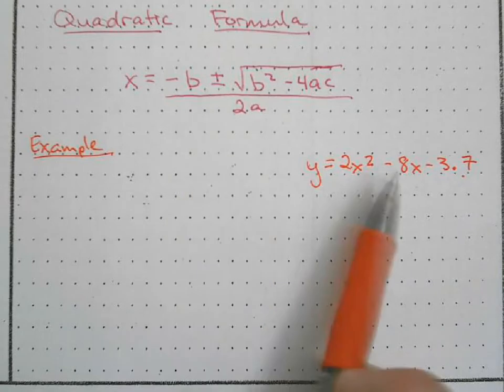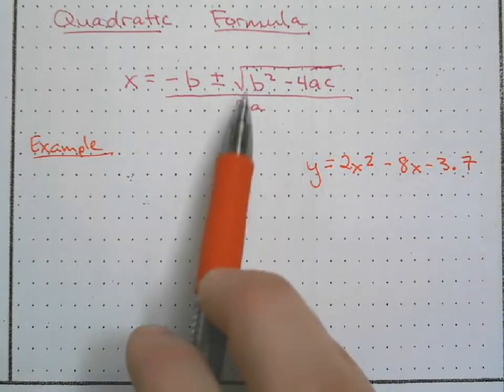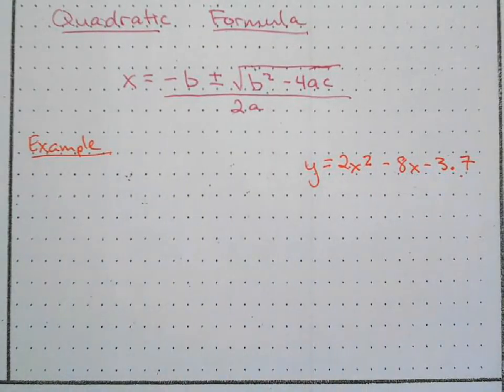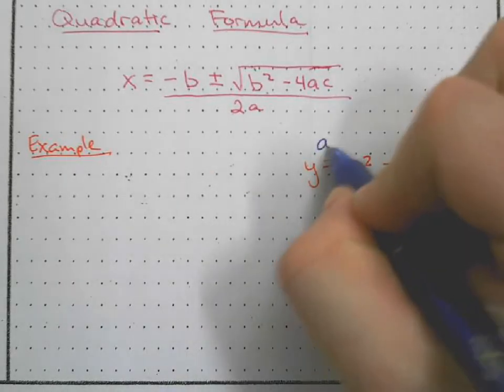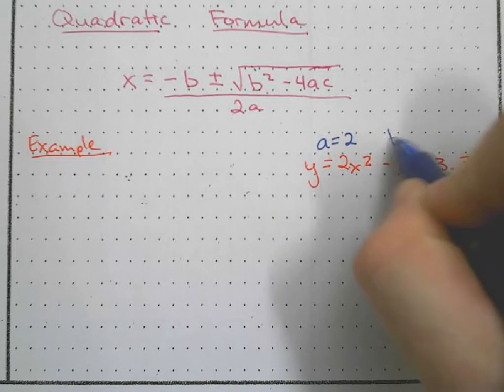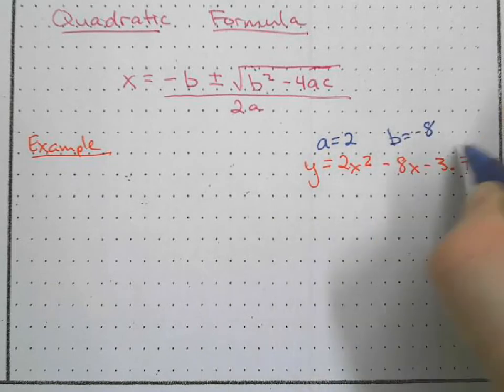So instead what we can do is plug our A, B, and C values into the quadratic formula, and then we'll be able to get these kind of weirder, decimal kind of zeros. So the first thing we want to do is identify our A, B, and C. A equals 2, B equals negative 8, and C equals negative 3.7.